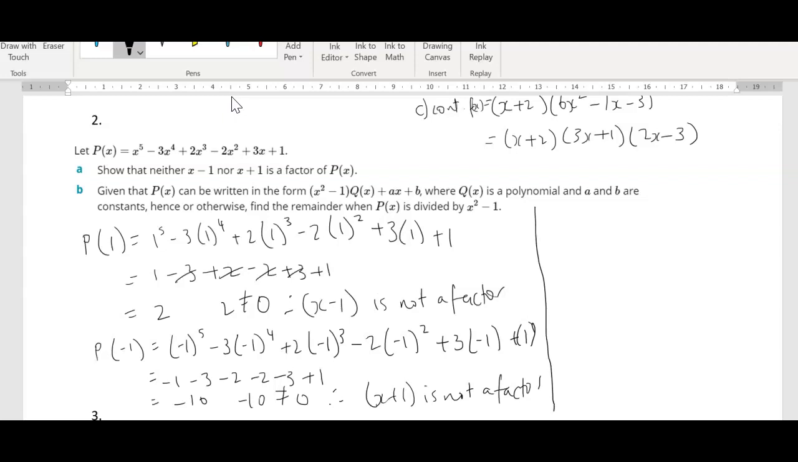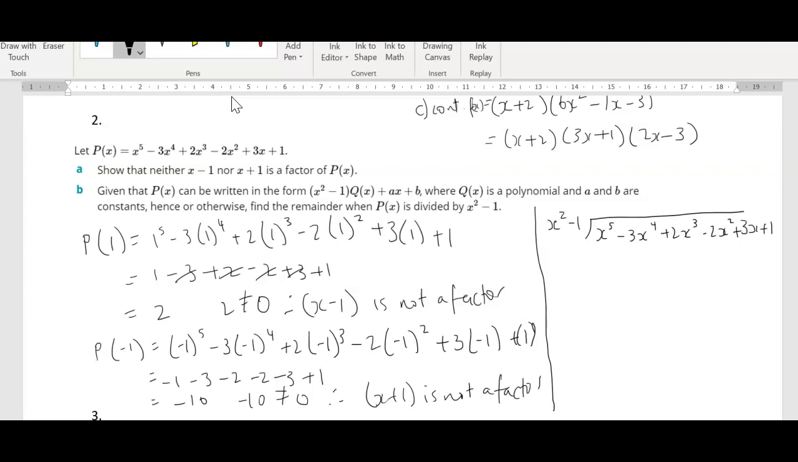All right, and then question B, we have to do a division. It's going to be fun trying to squeeze into here. Let's try to be neat. So that's our divisor. We're dividing x to the power of 5 minus 3x to the power of 4 plus 2x cubed minus 2x squared plus 3x plus 1. Now remember, if you're missing a power, you just have to add it in with a coefficient of 0.